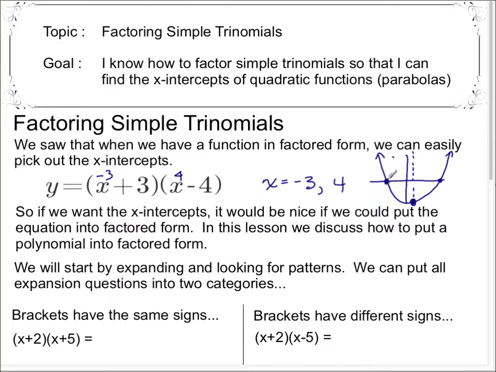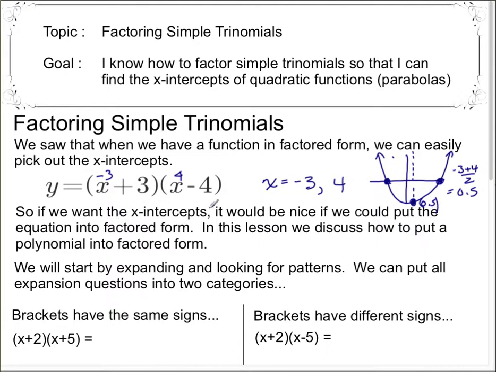The vertex has to be right in between the two x-intercepts. So in this case, to find where that vertex is, I'd go -3 plus 4 divided by 2, which is +1 divided by 2. This is at 1/2, so this is at 0.5. That's the axis of symmetry. So if we have the x-intercepts, we can find out a lot about this graph, a whole lot more than from standard form, because standard form, while it looks nice and pretty, doesn't give us much information.